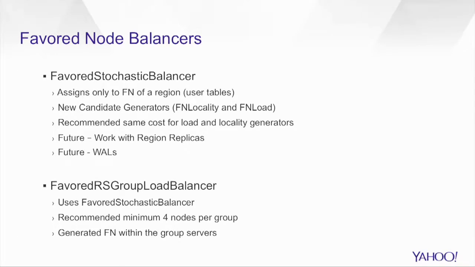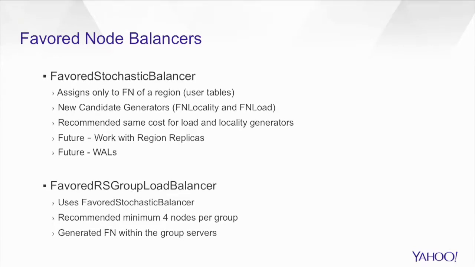It has a couple of pickers or candidate generators, and we have some costs that are associated with it. So this creates favored nodes only for user tables. We don't do it for meta or anything like that, because the system tables are in memory, and 99.99% of the cluster is just user tables. So we do it for user tables to start with.